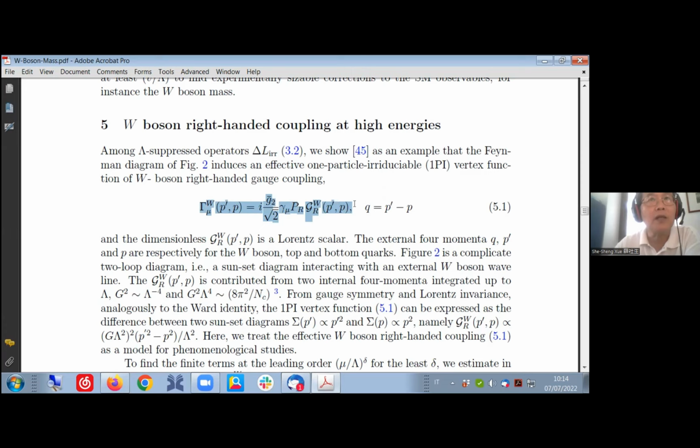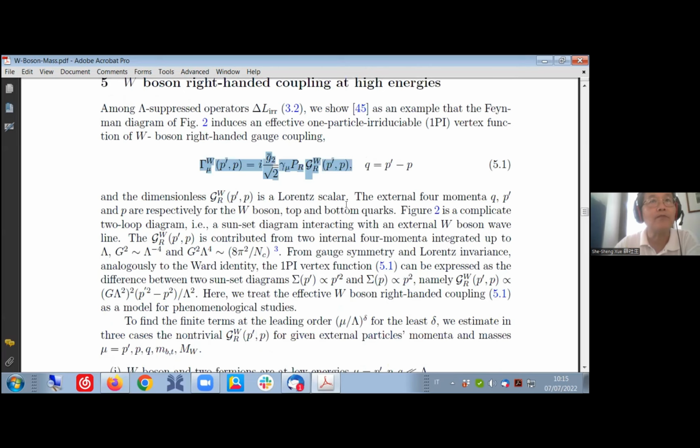However, at high energy, this can be significantly different from zero. And this could contribute a correction to the W boson mass, observed with a 7 sigma discrepancy from the standard model expectation value. So this is the concrete example we try to calculate, to show why the W boson mass is different from the standard model expectation.